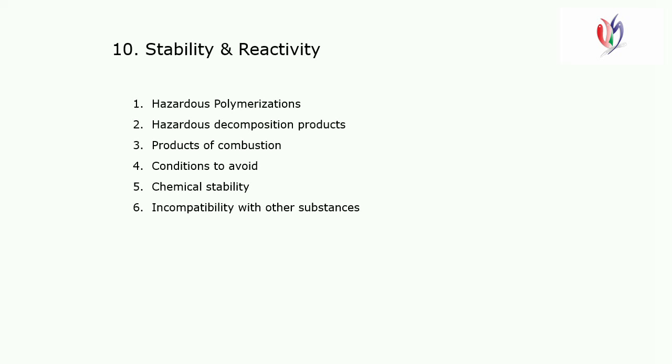Data on stability and reactivity of the chemicals is also provided in an MSDS. This data may include information about hazardous polymerizations and hazards of decomposition elements and products. Oxidation agents and catalyst information. Physical conditions which are required to be controlled. Information on chemical stability and incompatibility, information with other substances which might cause an unwanted condition.